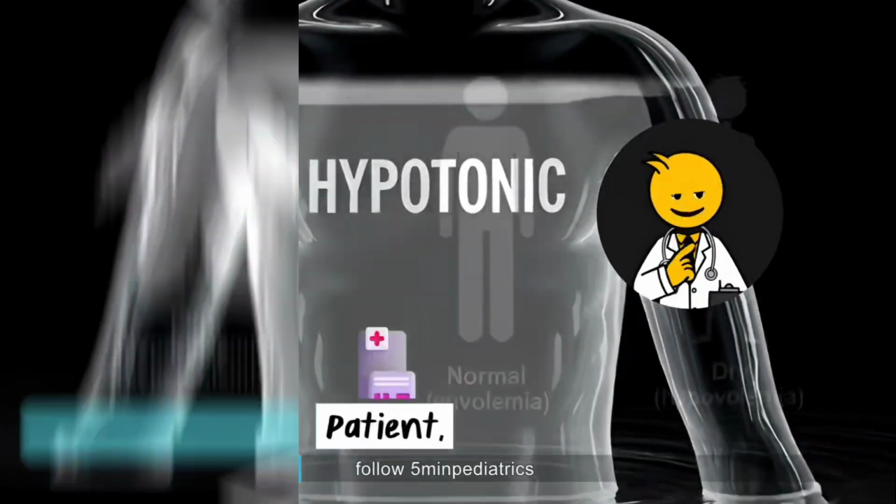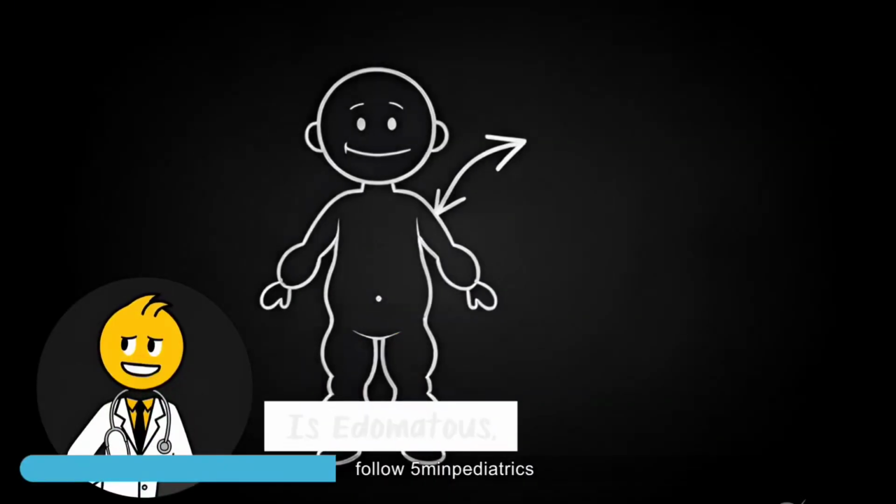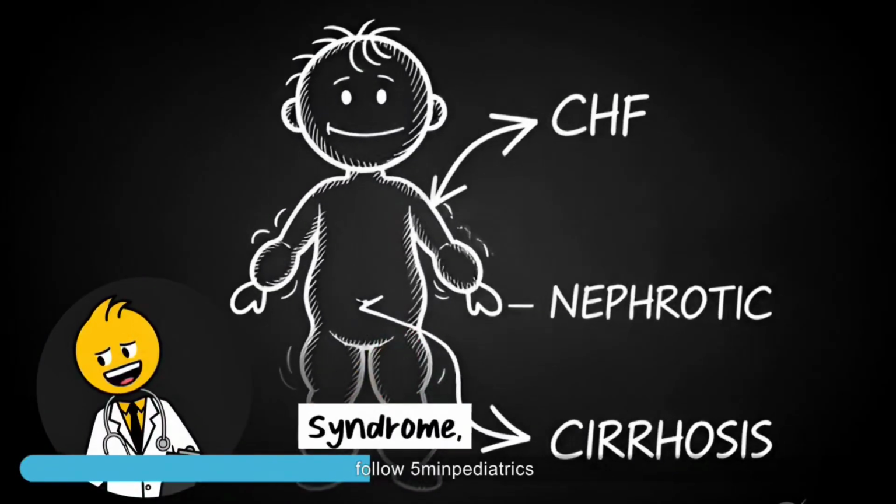Next step, look at the patient, not the report. Is the child overloaded, normal, or dehydrated? If the child is edematous, think hypervolemic hyponatremia, heart failure, nephrotic syndrome, liver disease.